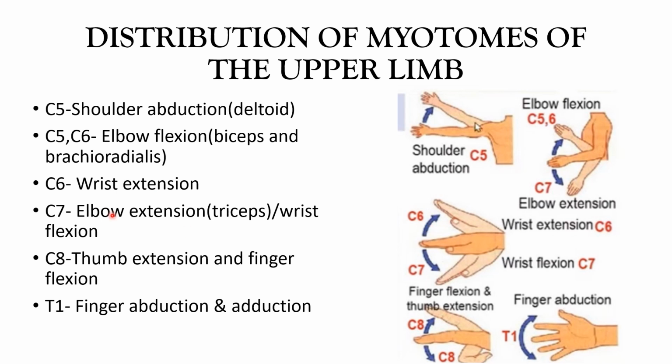Then C7 is for elbow extension. The muscle involved is the triceps. Okay, wrist flexion. So C7. C8 is for thumb extension and finger flexion. Now T1 is for finger abduction and adduction. Again, C5 is for shoulder abduction, C5, C6 is for elbow flexion, C6 is for wrist extension, C7 is for elbow extension and wrist flexion, C8 is for thumb extension and finger flexion, T1 is for finger abduction and adduction.